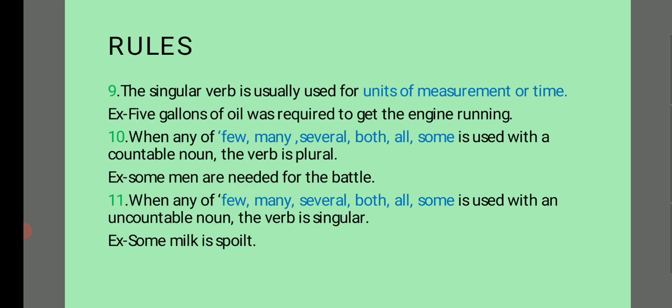For example, some food is cold. Now we can't calculate or we can't count the food. Food को हम as such count नहीं कर सकते. So some food is cold. Some food are cold हम कभी नहीं कहेंगे. But if I talk about vegetables, some vegetables are cold. Vegetables we can count. So हम यहाँ पे use करेंगे are cold. So with countable it is plural and with uncountable it is singular.